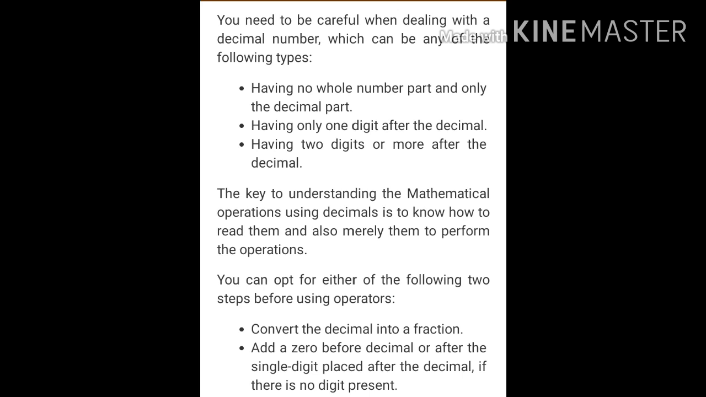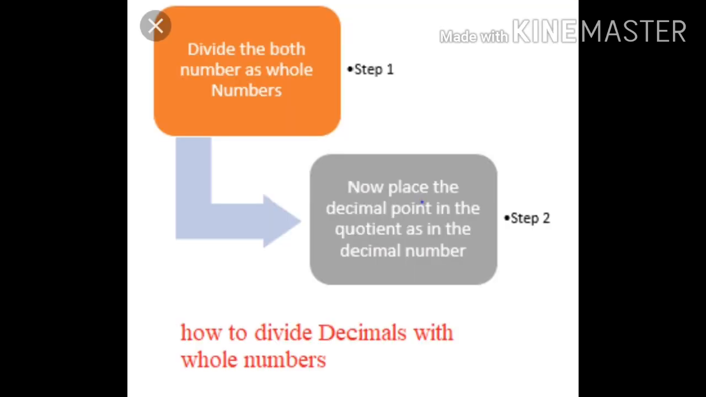The key to understanding mathematical operations using decimals is to know how to read them and also how to convert them to perform the operations. You can opt for either of the following two steps before we start. Convert the decimal into a fraction, or add a zero before the decimal or after the single digit placed after the decimal if there is no digit present. So let's have a look at step 1 and 2.